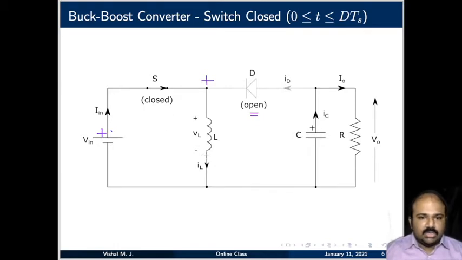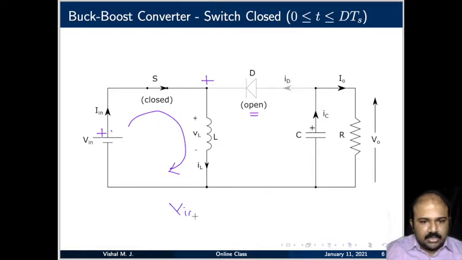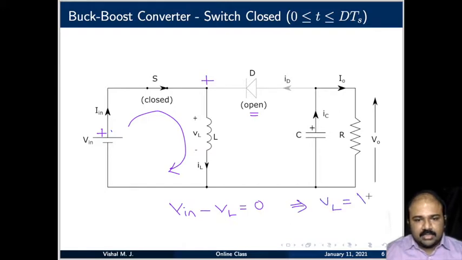So when the switch is closed, what is the inductor voltage? If this is the path we are talking about, write Kirchhoff's voltage law here. So we see the direction of the voltage. So it is Vin minus VL equal to 0. There are no other voltage sources, which means your inductor voltage is same as the input voltage. This is the result we will use. When the switch is closed, the inductor voltage is same as the input voltage.